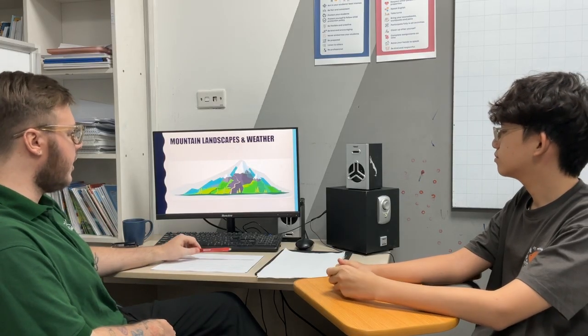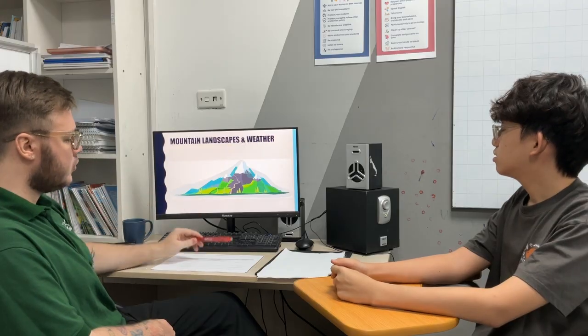So can you tell me how do they change from the top to the bottom of the mountain? So at the top is where it is the coldest and it has the least oxygen. It is very snowy and it's also very steep.